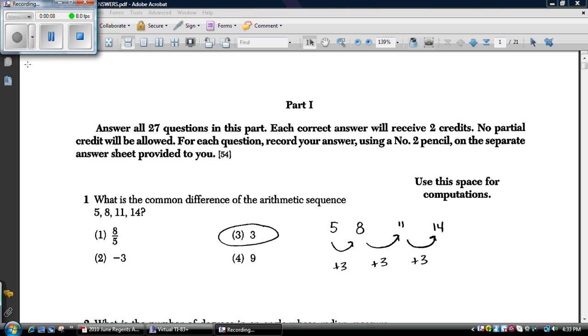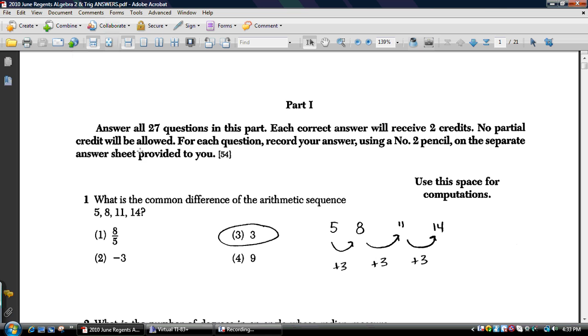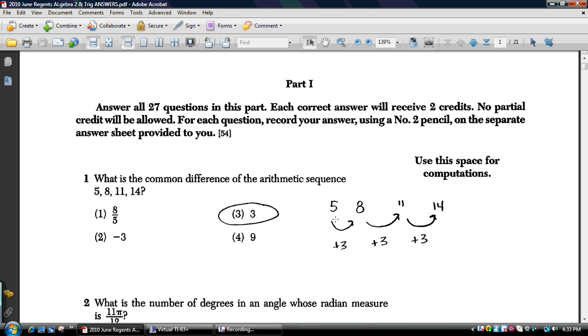Here's the June 2010 Regents answers, and here's how I did each one. So problem number one, what's the common difference of the arithmetic sequence? I wrote them out, and I tried to find the space between them, you know, the difference, and it turned out to be 3. And that's it.